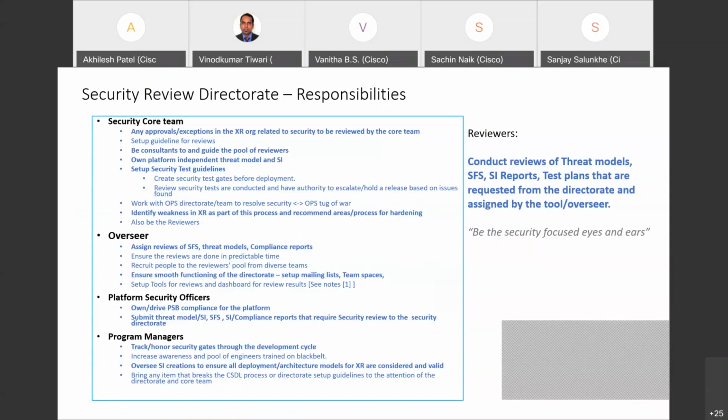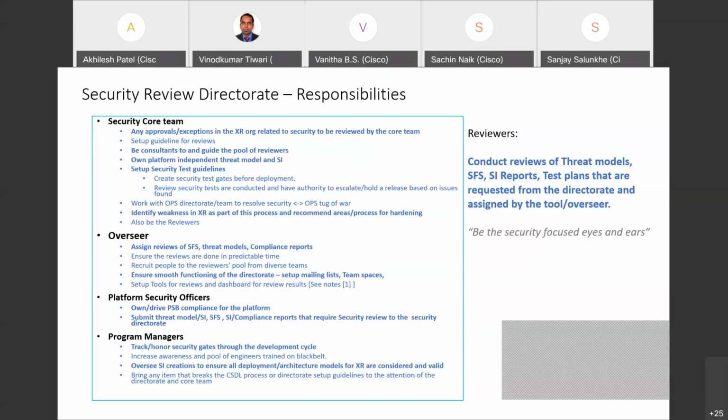The security core team will have all the approvals, exceptions, and the XR related to security, and they have to mandatorily review it. So any CI report, PSPs which need analysis, working with the STO team, getting more details is in the hands of the security core team. They act as consultants and guides to the pool of reviewers.